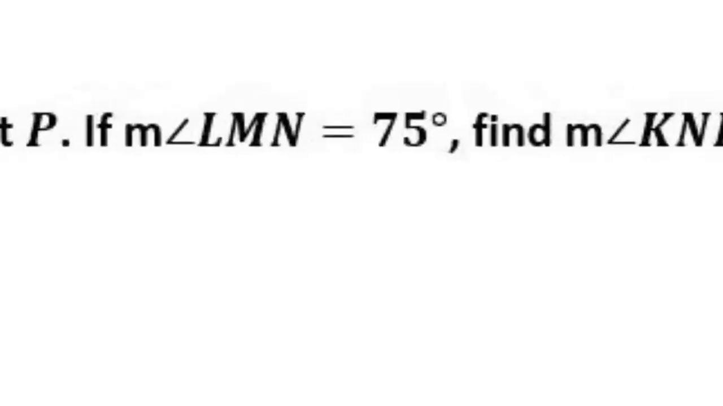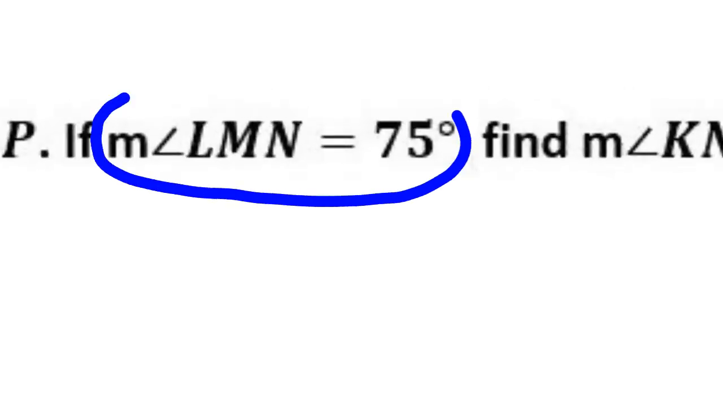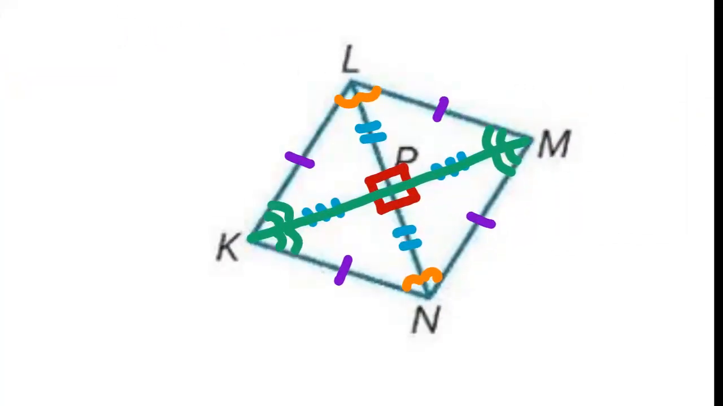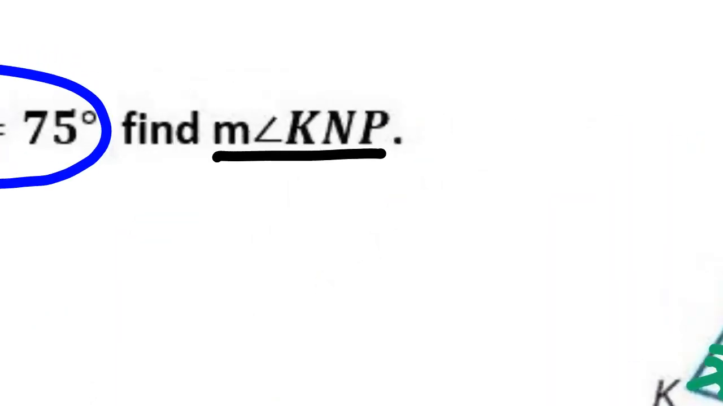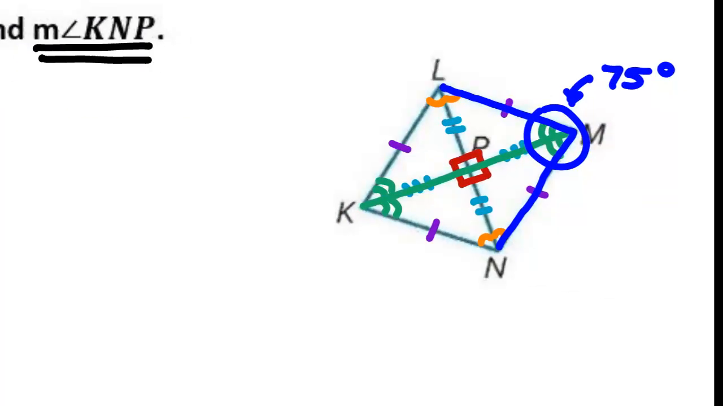All right, so we've got this all marked up just from knowing that this is a rhombus. Let's see what information they gave us to work with. It says that angle LMN is 75 degrees. So these 2 angles put together is 75 degrees. And they want us to find the measurement of angle KNP. So we're looking for this angle right here.